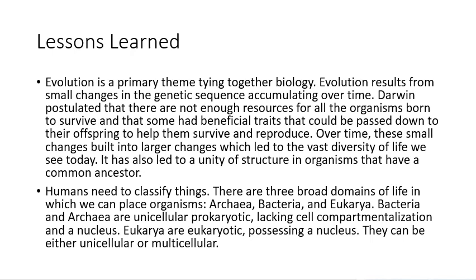Over time, this led to the vast diversity of life we see today, but it also led to a unity of life. Those organisms that are out there now that have a common ancestor all have this unity of structure, showing the same structures as their cousin organisms. And then we ended this mini lecture with a discussion about the human need to classify things, and how we can divide all of life into three broad categories: archaea, bacteria, and eukarya. Both bacteria and archaea are unicellular and prokaryotic, so they lack cell compartmentalization and a nucleus. Eukarya are eukaryotic, they have a nucleus, and those can be either unicellular or multicellular, but they all have a nucleus.